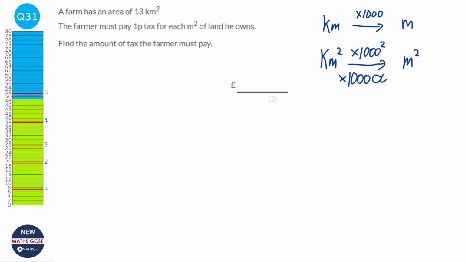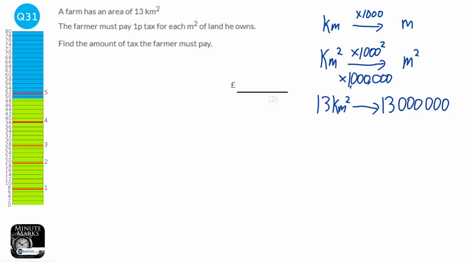So that's another 3 zeros. You can see here that that's 1,000,000. So we times it by 1,000,000. So 13 kilometers squared is going to be the 13, and then times by 1,000,000. So 1, 2, 3, 1, 2, 3. So it's going to be 13 million.